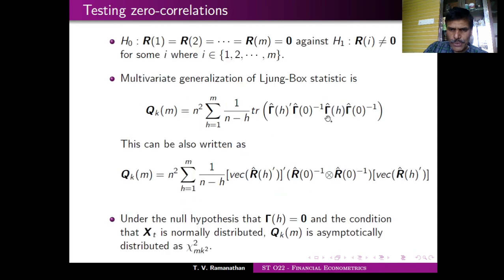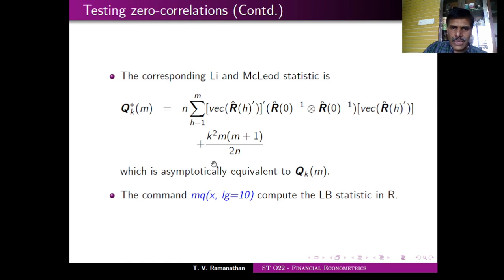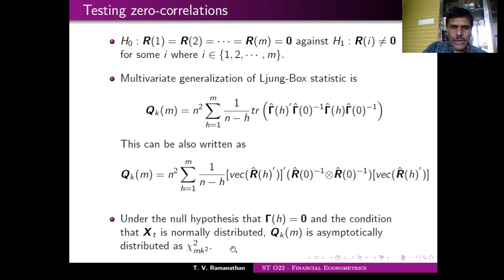This is the same as what you have written here, exactly similar. The only thing is that we have added a bias correction term here. The asymptotic distribution is the same: Li and McLeod also have the same asymptotic distribution, chi-square with mk square degrees of freedom.